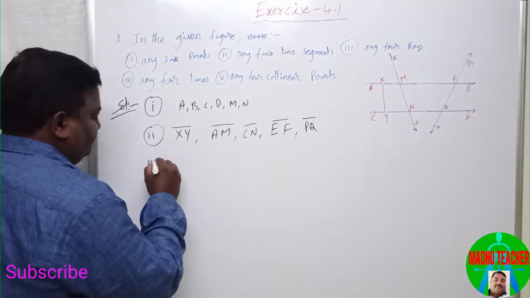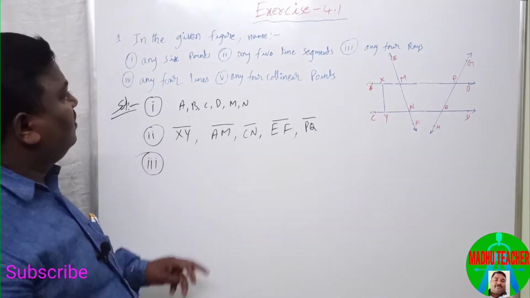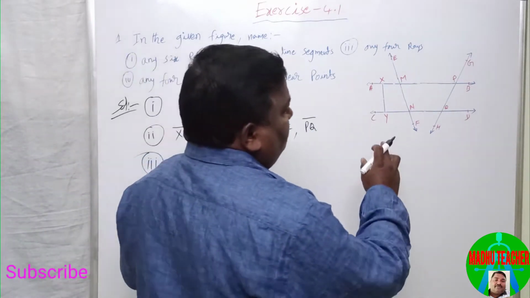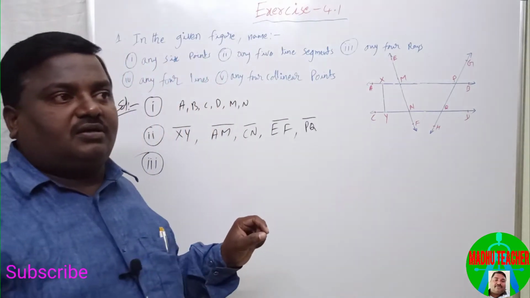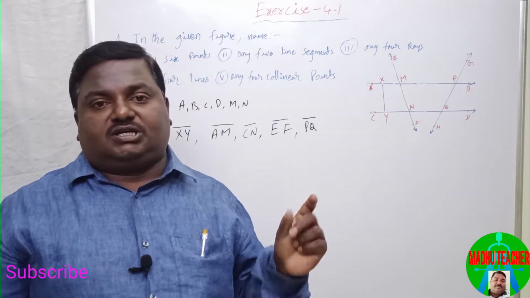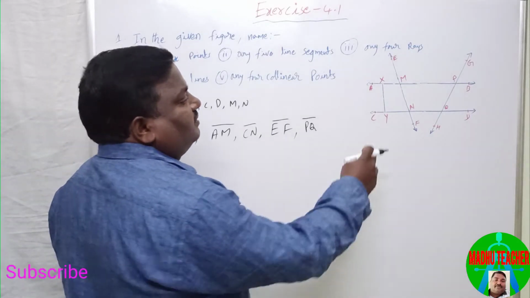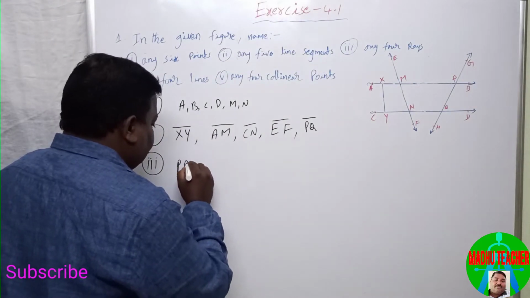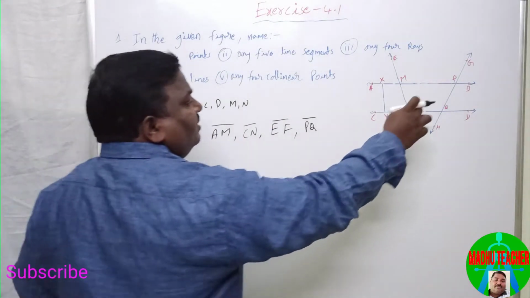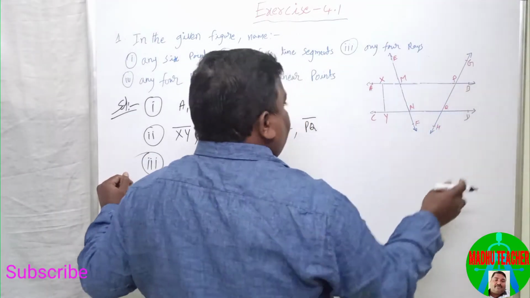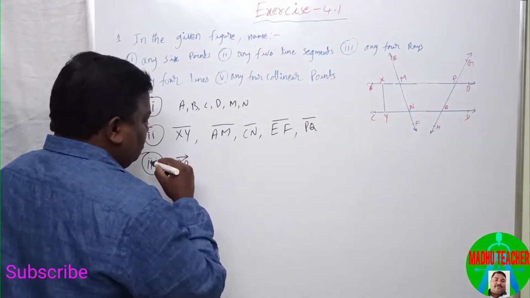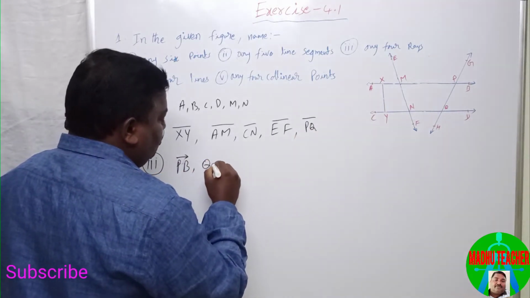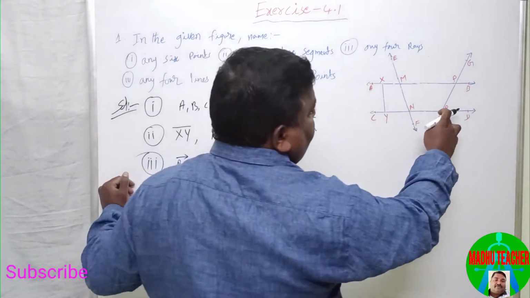Next, third one is any 4 rays. So what is the ray? If a line has only one endpoint, it is called a ray. Here, PB is a ray. In which side can we extend? B side. We have the arrow mark on the B side. So here also we have to write the arrow mark on the B side. And QD, arrow mark on the D side.